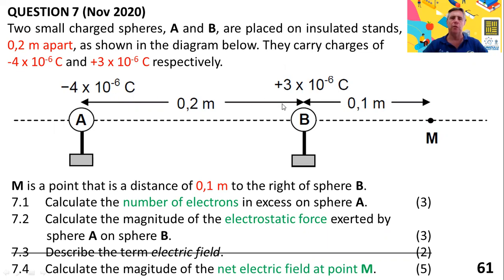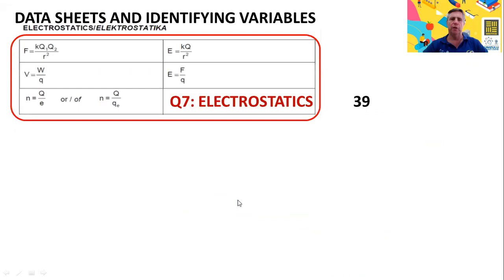They're 0.2 meters apart. The charges are given, and they've given you a very nice picture which summarizes all the information that's written above. M is a point 0.1 meters to the right of sphere B. Now calculate the number of electrons in excess on sphere A, similar to the 2018 question. Calculate the magnitude of the electrostatic force exerted by A on B. And then 7.4, calculate the magnitude of the net electric field at point M. Let's do them one at a time.